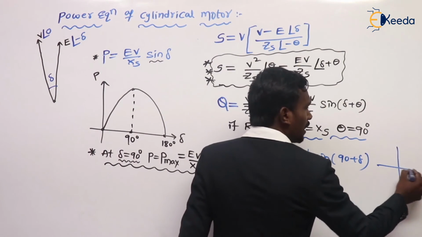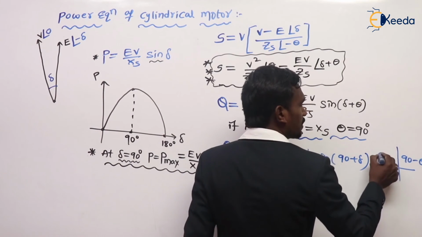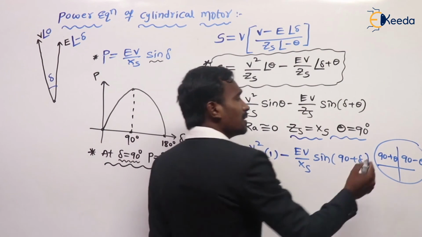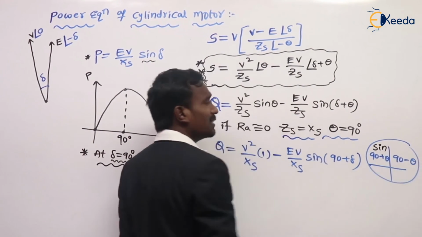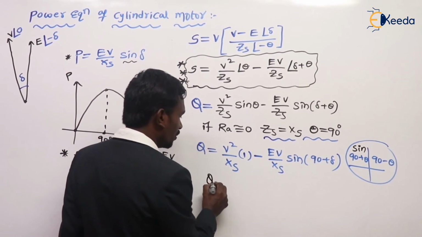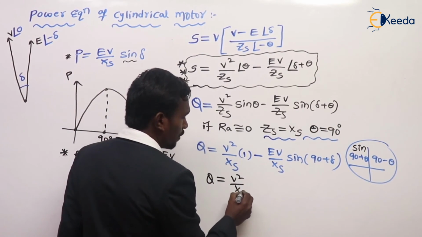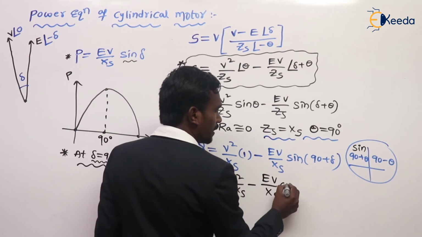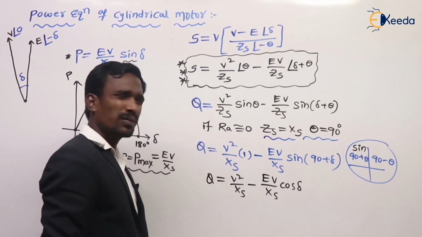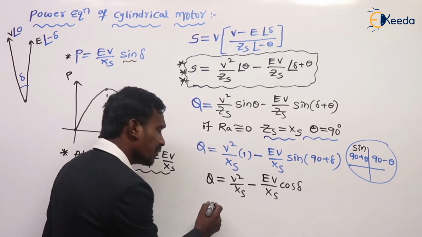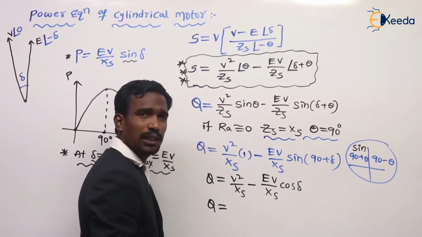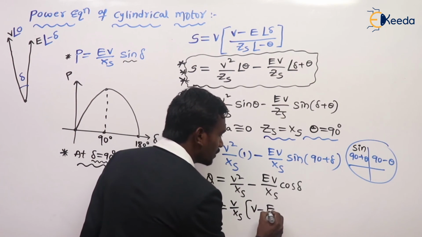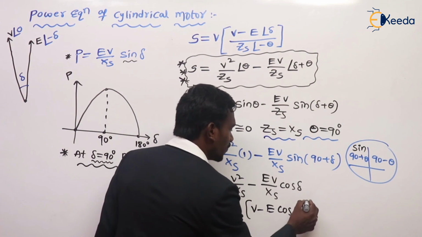I told you already, all silver. Here 90 plus delta belongs to the second quadrant, where only sine is positive. So tell me what is Q? Q is equal to V square upon XS minus EV upon XS, and sine of 90 plus delta is nothing but cos delta. If you take a common value, Q is equal to V by XS of V minus E cos delta. This is also very important.